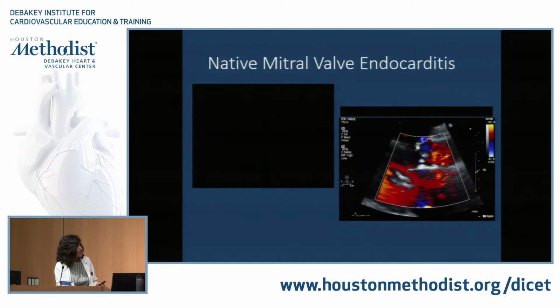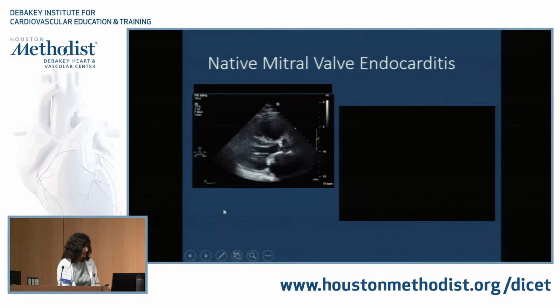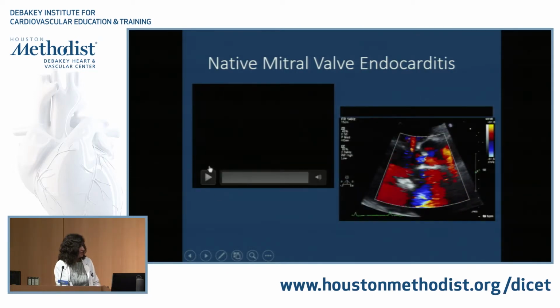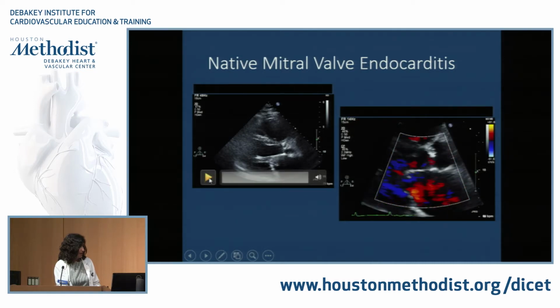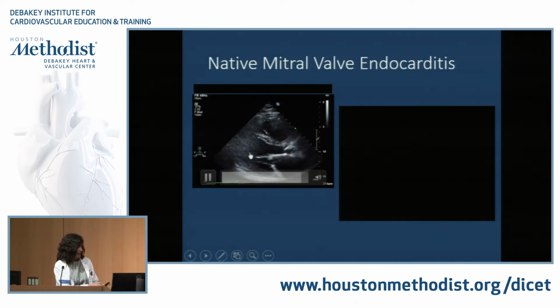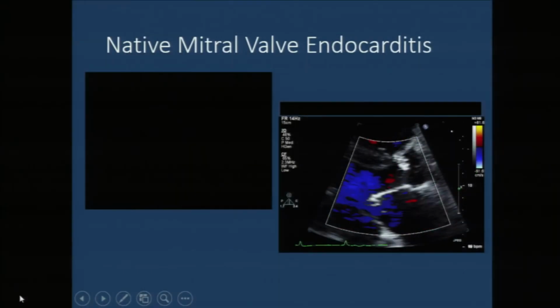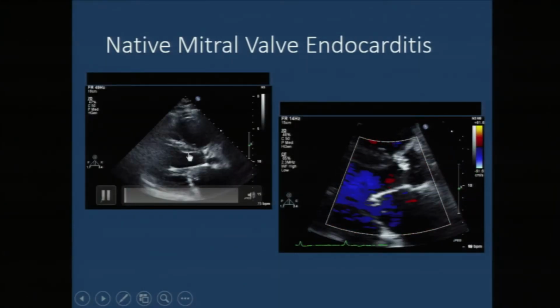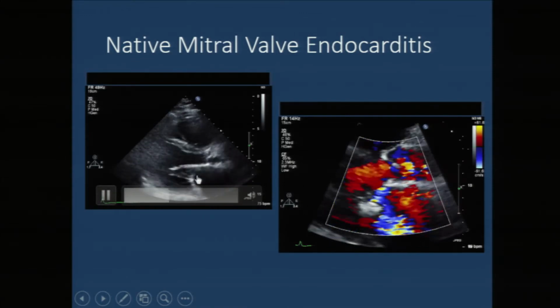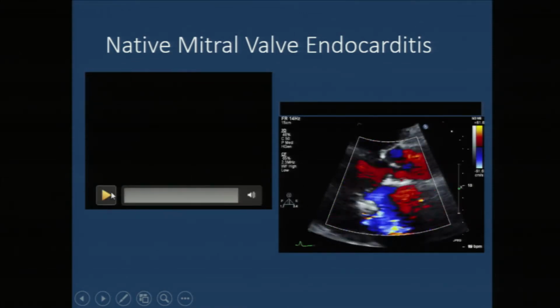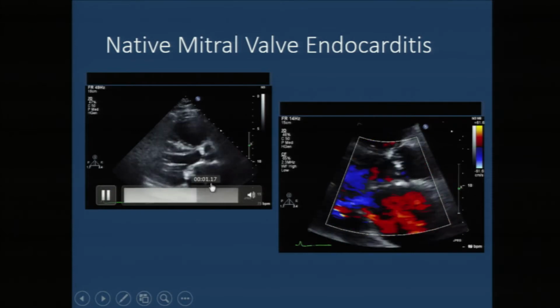So I'm going to start with native endocarditis, and I hope my images play well. And they don't want to play. Okay, I'm going to pause it. Okay, you see this vegetation here, that's your anterior mitral leaflet. You see how bulky it is. And for people like us who read in the lab often, that's a no-brainer, that's a vegetation.